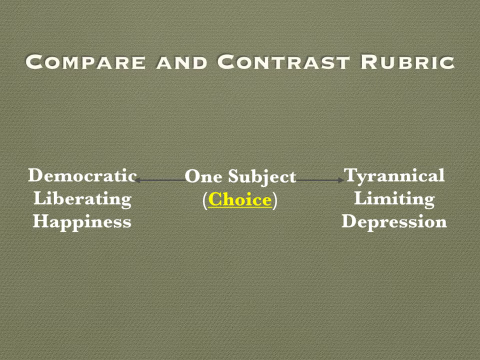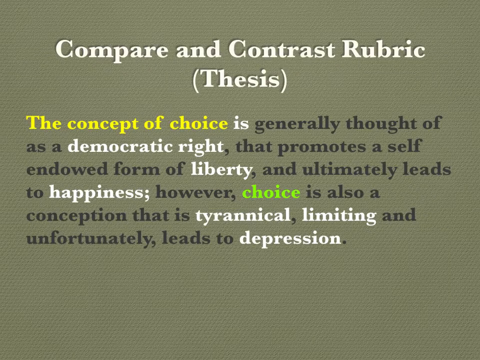Okay. I hope this is making sense. You're basically taking one subject and you're dividing it in different ways. Here's a thesis. And thesis statements for compare and contrast essays are generally considered to be some of the most challenging because you have these two perspectives or these two subjects in the one statement. But here's an example. The concept of choice, subject, is generally thought of as a democratic right that promotes a self-endowed form of liberty and ultimately leads to happiness.